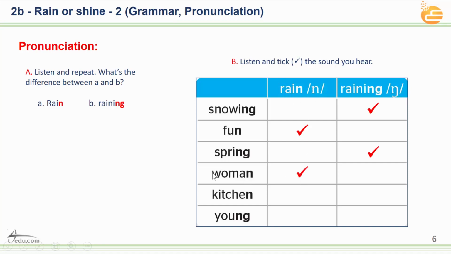Rain, n. Woman, n. Very nice. Kitchen. Just like rain, n. Kitchen, n. Young. Just like raining, ng. Young, ng. Excellent. Very nice. Now you know the difference between the n sound at the end of the word and the ng sound at the end also of the word.